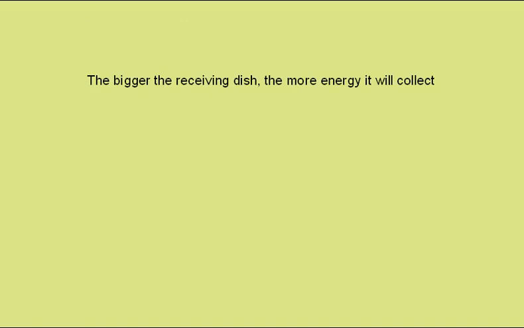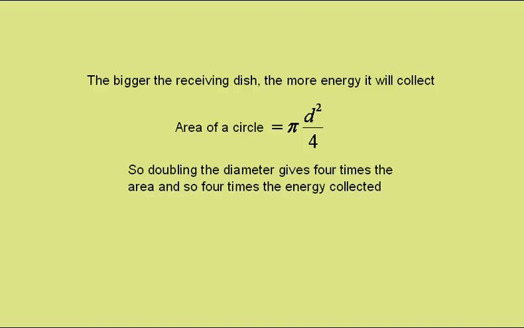Now to look at the receiving side of things. Well, the bigger the receiving dish, the more energy it will collect. As the area of a circle equals pi r squared, or pi d squared over 4, if we double the diameter, it will give 4 times the area, and so 4 times the energy collected, 4 times the strength of signal.